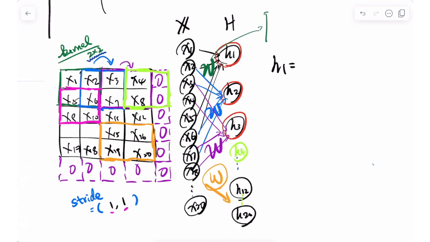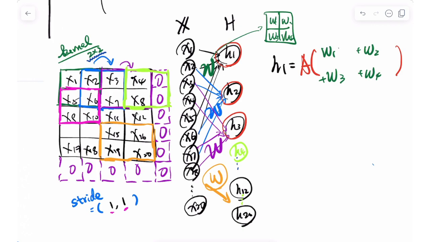For example, if the green edge looks like this, H1 will be an activation function of W1, W2, W3, W4, and X1, X2, X5, and X6. That is how you calculate H1, and so on and so forth. You have several different weights on the other hidden neurons. But there's an important thing.